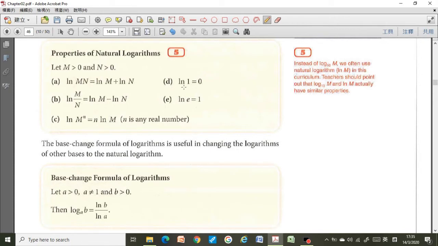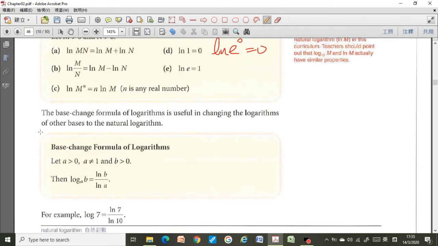And the next two you must always remember, because they will always occur in your calculations. Log 1 is log e to the power 0, and if you remember, this one is 0. Log e to the power 0 is equal to 0. If you remember, log a to the power x will be x. Here ln e is ln e to the power 1, so it is equal to 1.